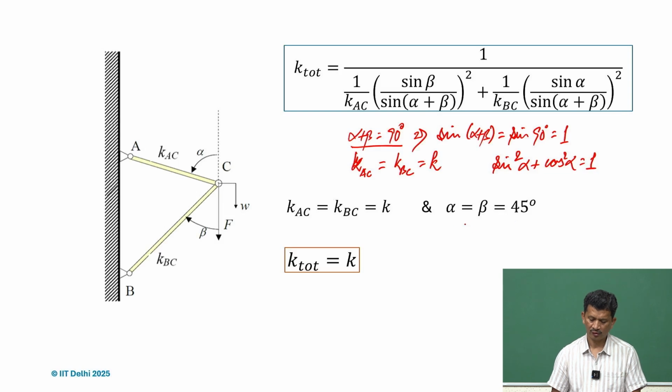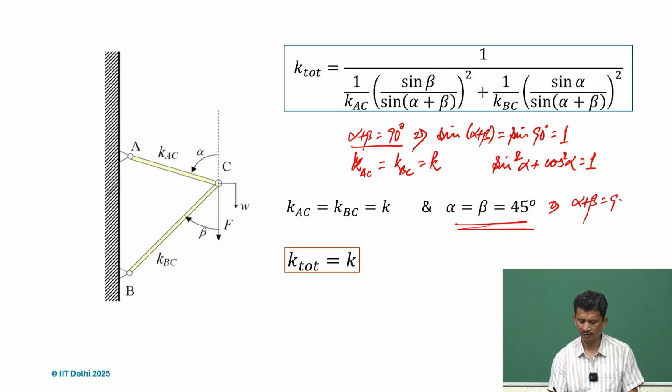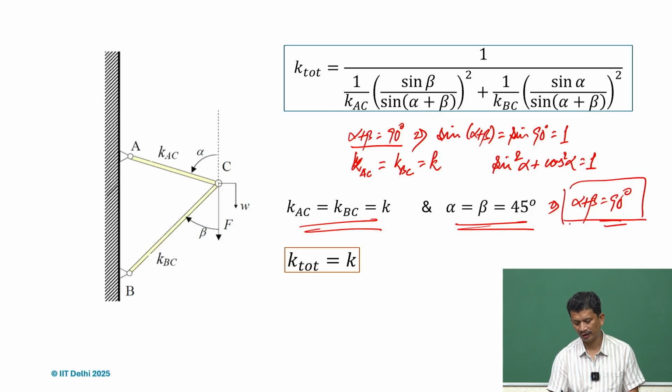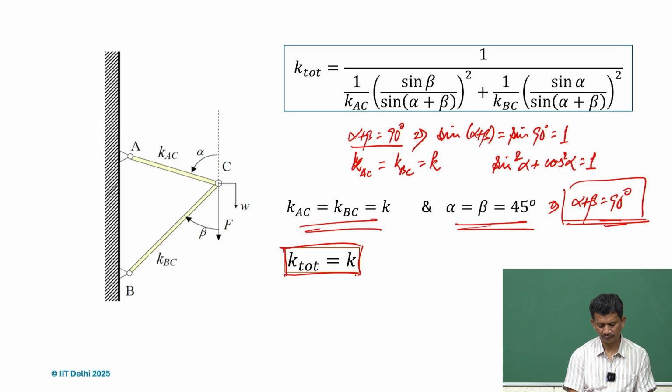So, if we put alpha plus beta equal to 90 degrees, we get that formulation. Actually, one can say that alpha plus beta equal to 90 degrees may be the sufficient condition to give us the optimum result, and in that case K total, the effective stiffness, is equal to just K, whatever is the stiffness of the individual links.